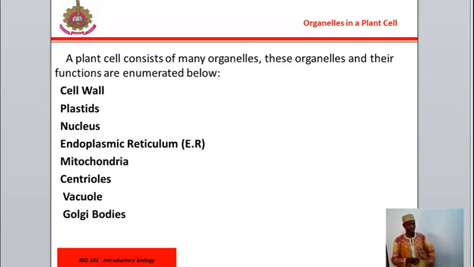Now, the plant cell has a larger vacuole as compared to the animal cell. The vacuole in the animal cell is smaller in size as compared to what we have in the plant cell because of the volume of the material that the plant cell stores. The mitochondria is the powerhouse of the cell. This is the organelle that is responsible for the production of energy in the form of ATP.